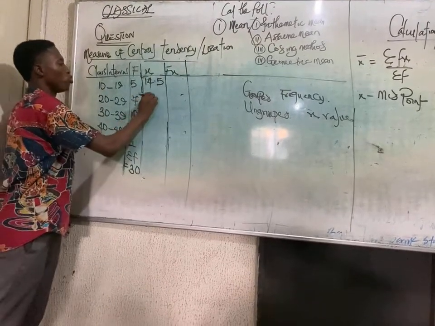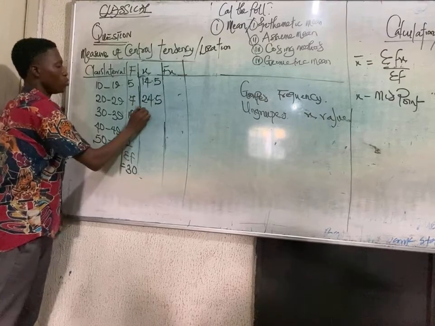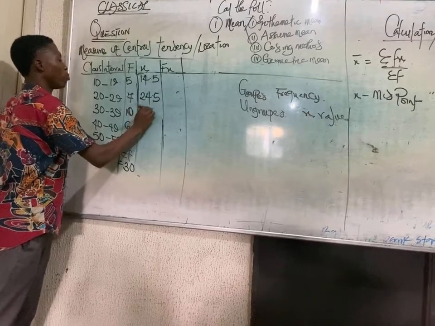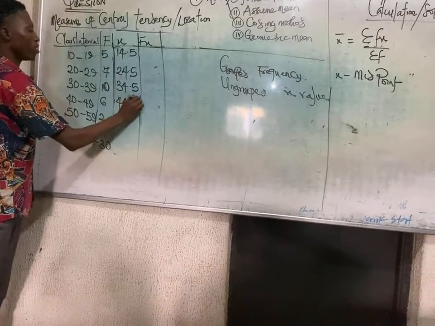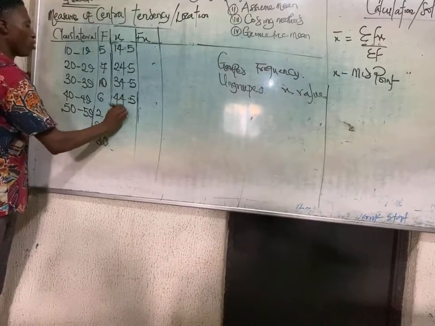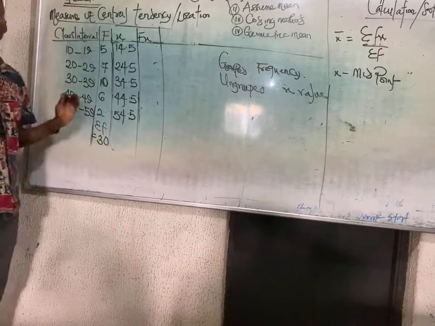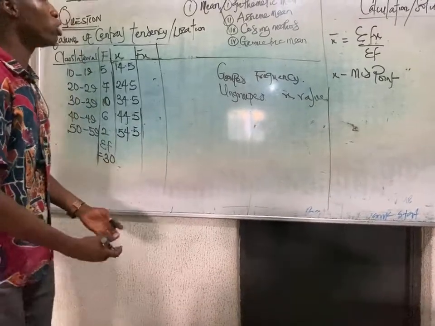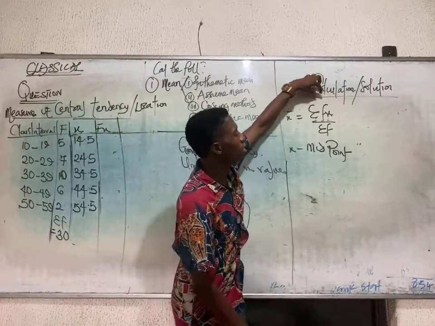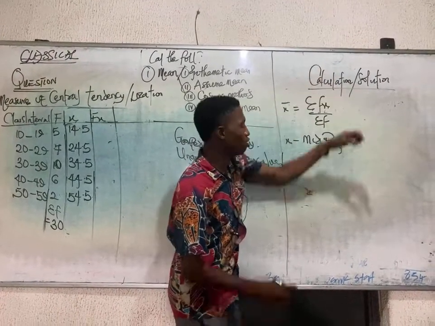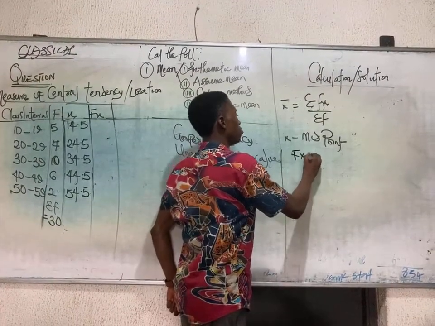We also have this to be 24.5, this to be 34.5, this to be 44.5, and this to be 54.5. With the formula, we know where we are going. We have determined our x value. The next one is f and x, which means f times x.